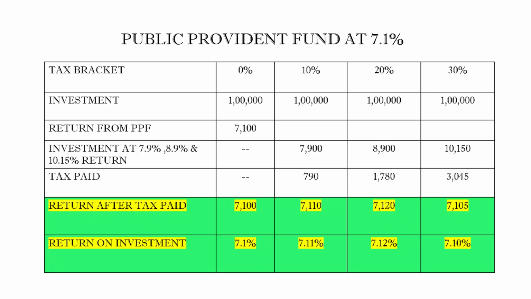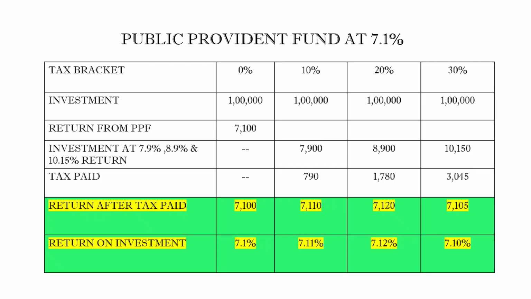Similarly, if you are under the 20% tax bracket and you are making an investment of 1 lakh with the return on investment being 8.9%, after the tax is paid at 20%, that is 1,780, your return after tax paid comes to 7,120, which is equivalent to 7.1%. Which means if you are a taxpayer paying taxes at the 20% tax bracket, the return on investment in Public Provident Fund is equal to 8.9%.